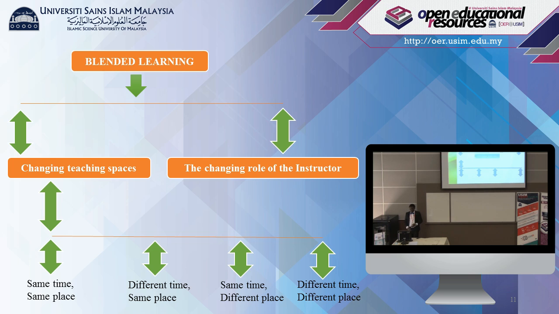Types of blended learning. You have changing teaching spaces, and we have the changing role of instructors. Under changing teaching spaces, we have same time, same place; different time, same place; same time, different places; and different time, different places, for the mode of instruction between the learners and the instructors.